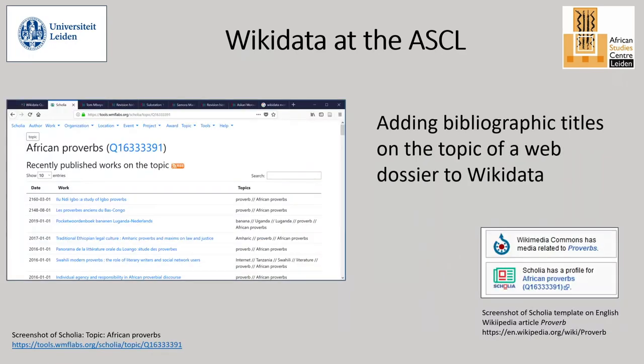And the third thing we do, because when we prepare a web dossier, we download the titles from our catalog, and the titles are in MARC 21, so we have to convert them to a format that is presentable on the website, and it takes not much time and effort to convert the same set of titles to Wikidata QuickStatements, and then we also upload the title set to Wikidata, and you can see the titles we uploaded from our latest web dossier on African proverbs in Scholia, a really nice tool that visualizes scholarly publications being present in Wikidata. And when it is possible, we add the Scholia template to our web dossier's topic. Thank you very much.